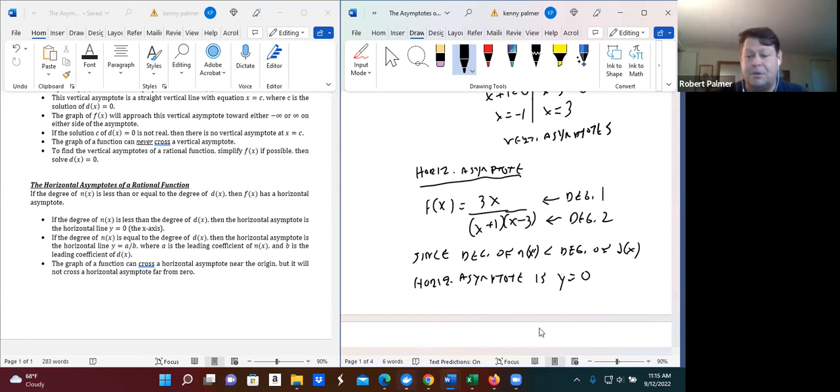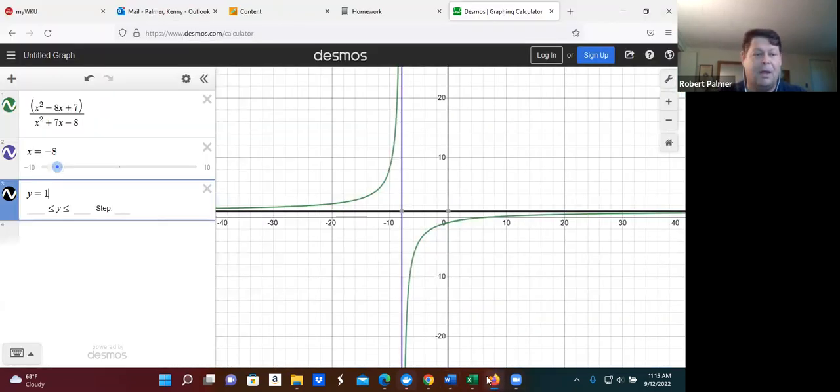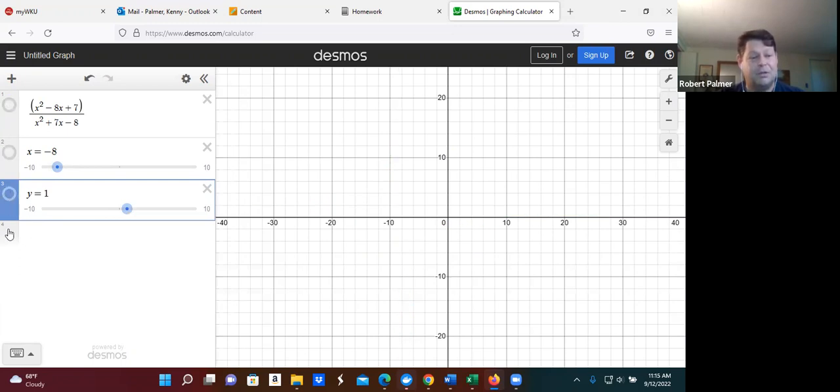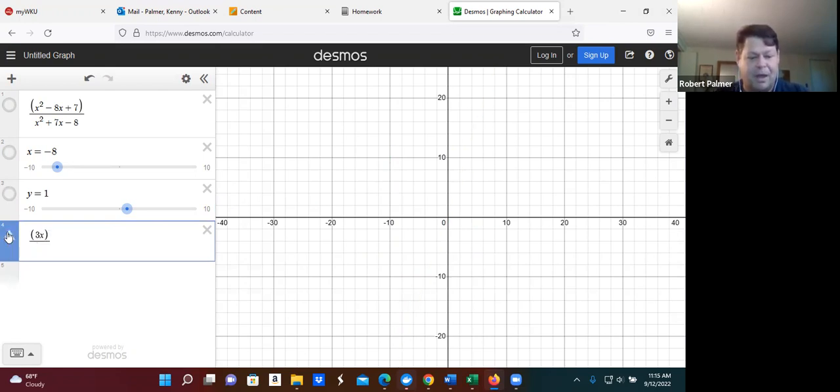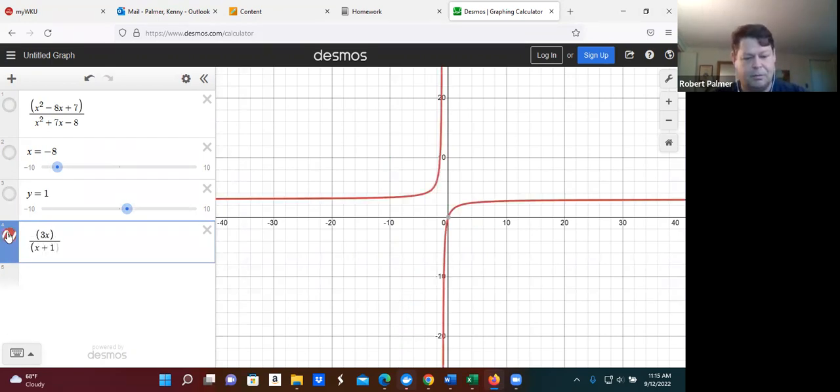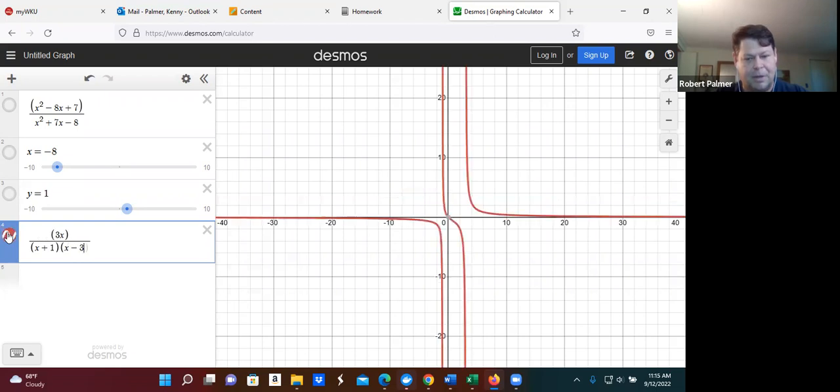Once again, let's take a look at this on Desmos. Now here, you can always turn a graph on or off by clicking on this. So that's what we're going to do here, in case you want to come back and look at it later, you don't have to erase it. So let's graph this. To graph this, I'm going to use parentheses: 3x, then divided by x plus 1 times x minus 3. Okay, now let me zoom in a bit so we can see the details a bit more.